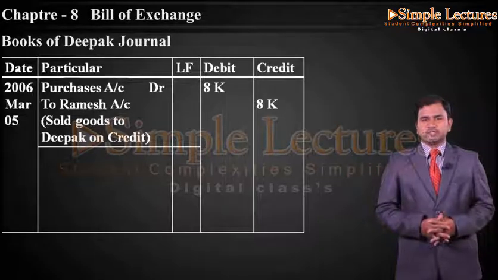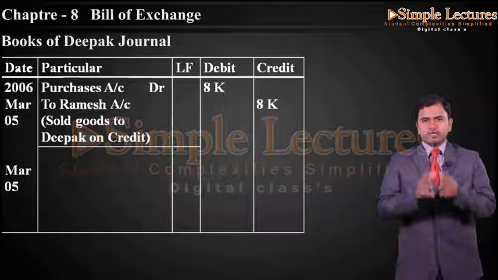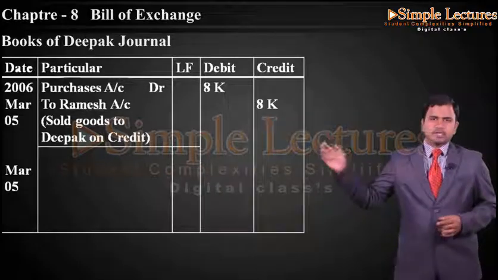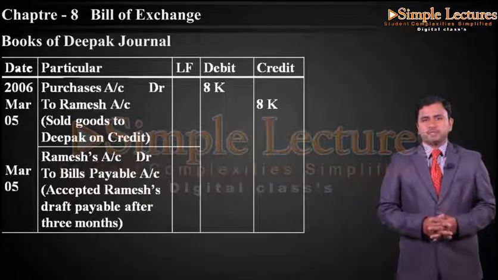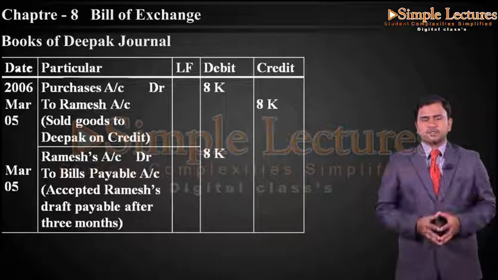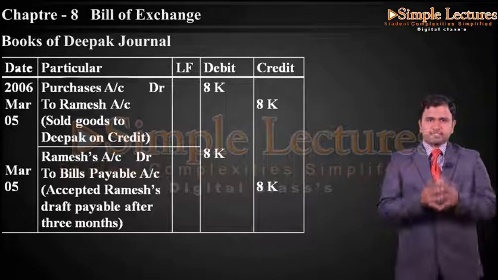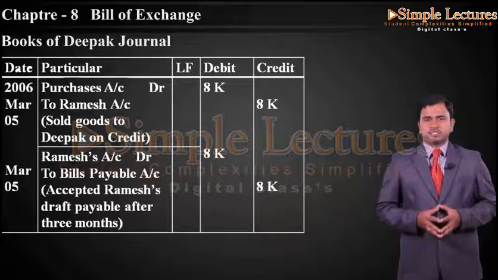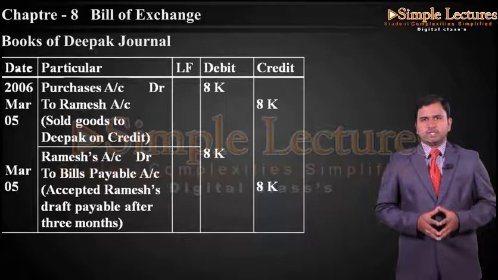And the next entry is for the acceptance of the bill, where the entry will be on the same date: Ramesh Account Dr. to Bills Payable Account, 8,000 debit and 8,000 credit. Narration: accepted Ramesh's draft payable after 3 months.